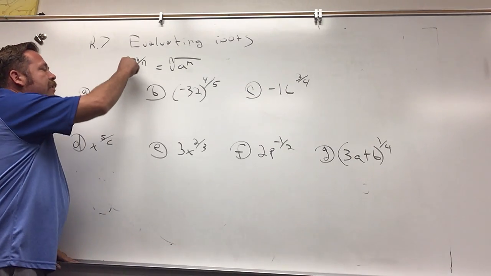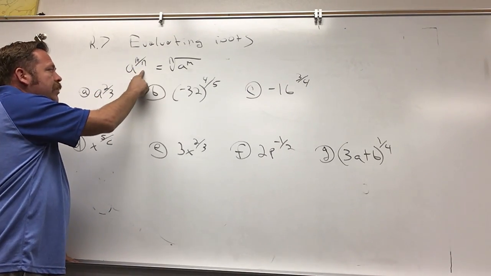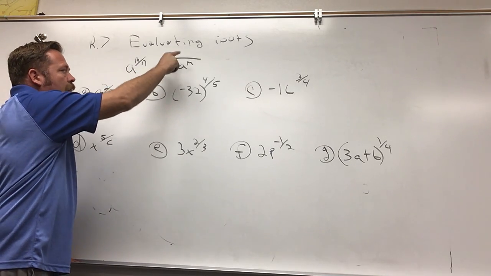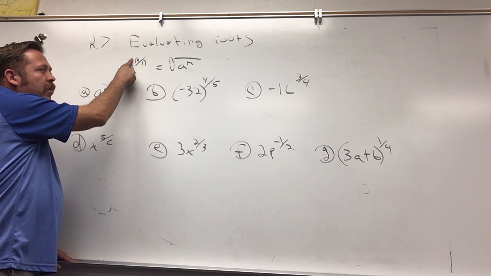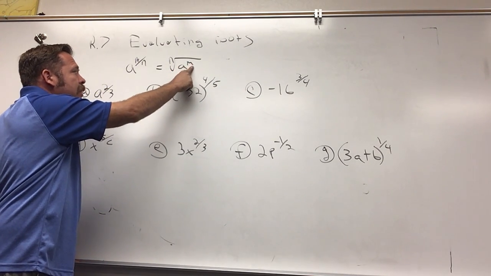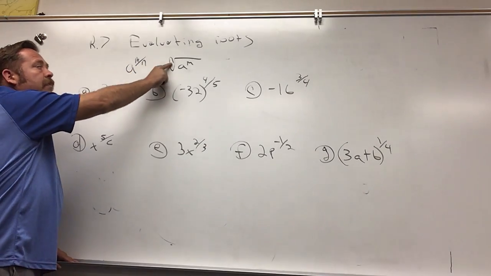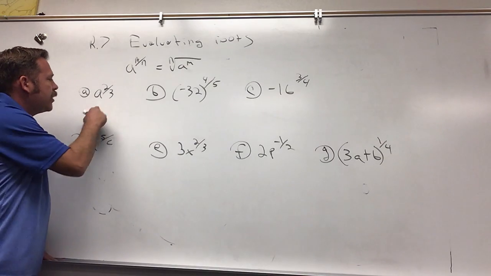When you have a to the m over n and you want to convert it to a root, it is equal to the nth root of a to the power of m. So the numerator, the exponent, becomes the exponent for whatever's inside the root. And the denominator becomes the root number. The root number. All right, so let's try this one.